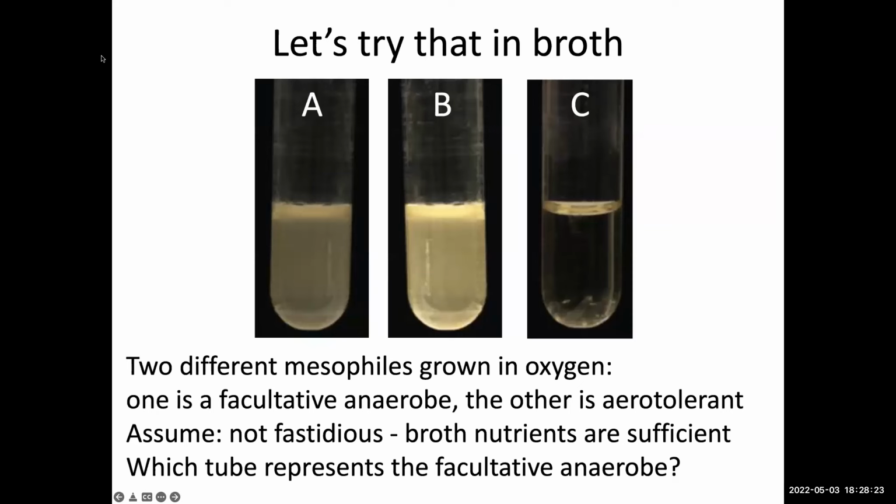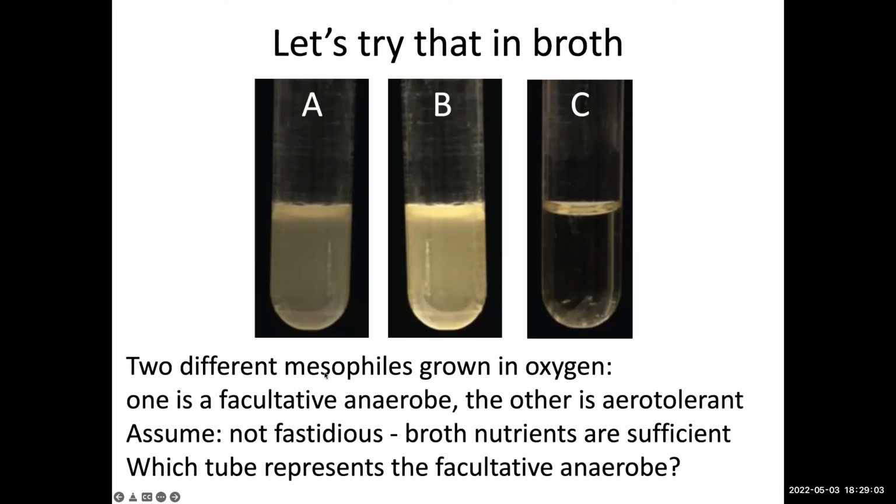So now we're going to do some application questions to sort of try and prepare you for how we might use this information on an exam. So we've got two species, they're both mesophiles, and I'm only saying that so you know that their preference for temperature is the same. One of them is a facultative anaerobe, the other one is aerotolerant. We assume that they can grow in this broth that's being provided. So here are three broths where they've all been inoculated and grown in oxygen. There's three broths, there's only two species that have been inoculated. Okay, so one of these tubes is a distractor.